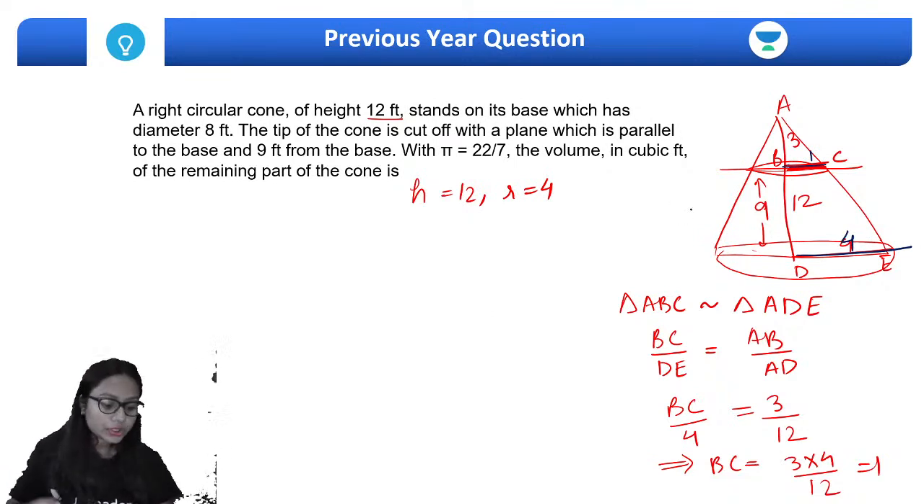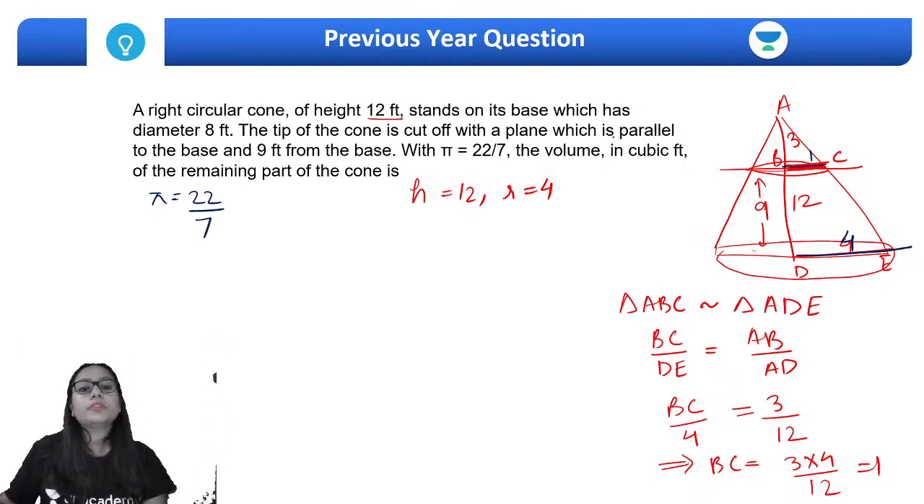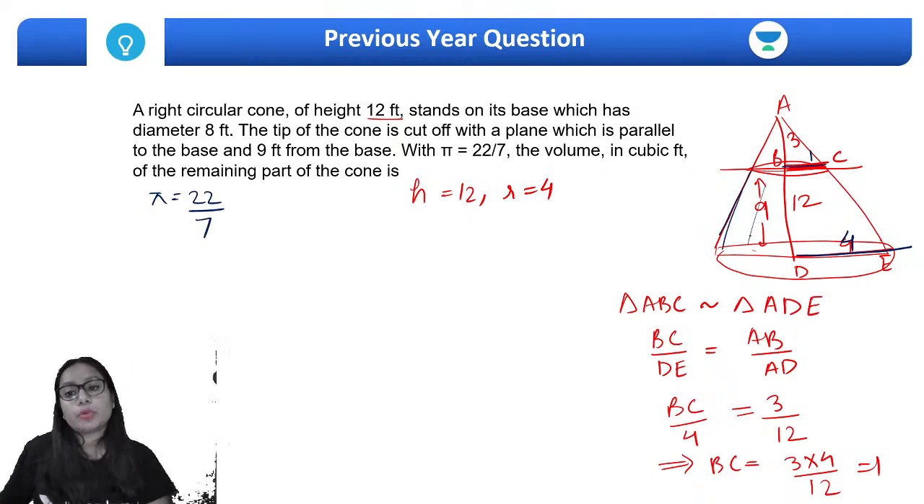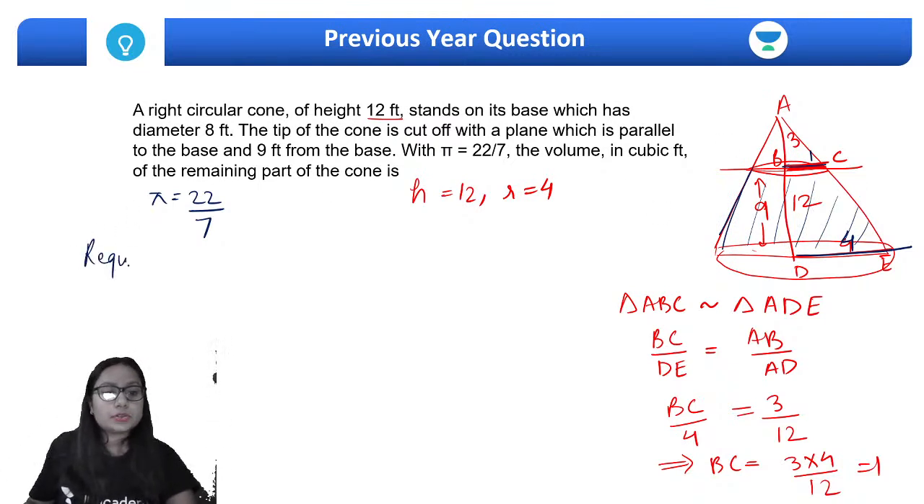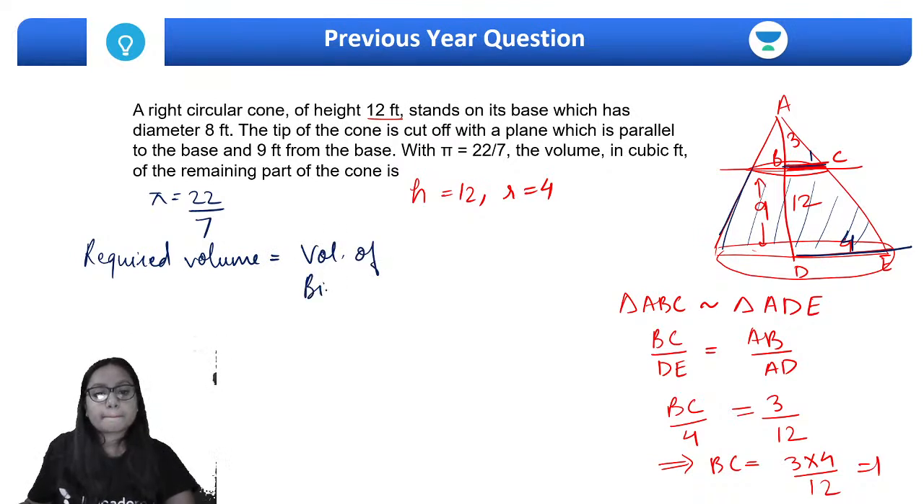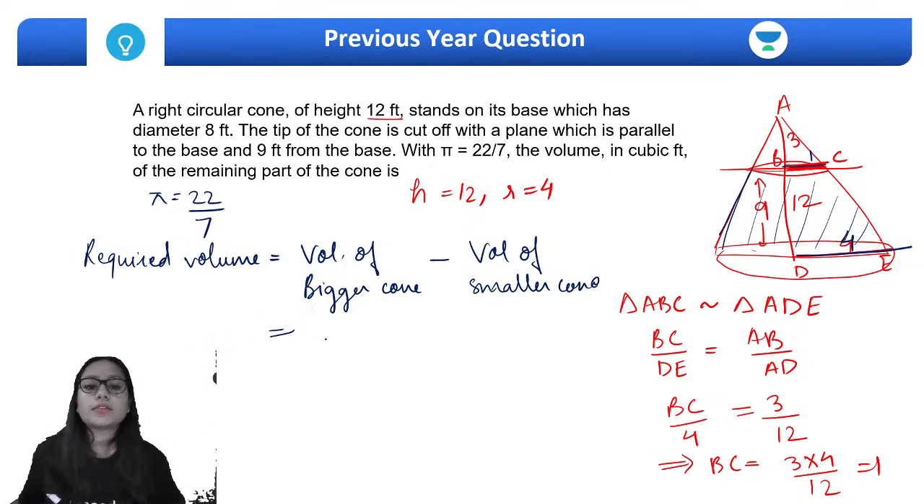Now let's come back to the question. The question says that with pi as 22 by 7, the volume of the remaining part. So I have to find the volume of this part of the cone. The required volume is equal to volume of bigger cone minus volume of smaller cone. Alright, I hope this is clear. Let us continue. So what is the volume of bigger cone?